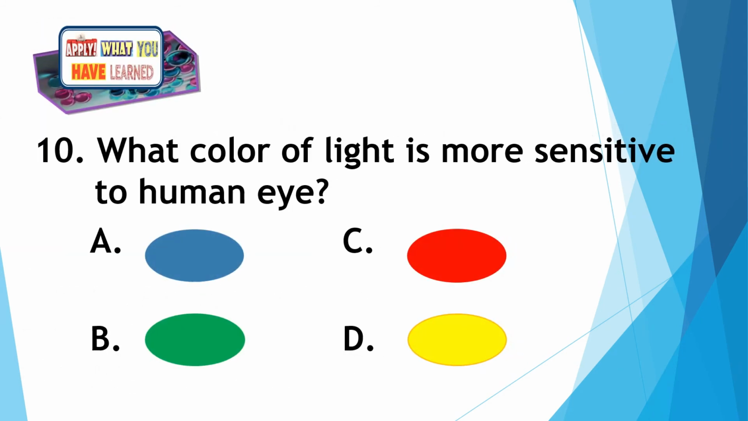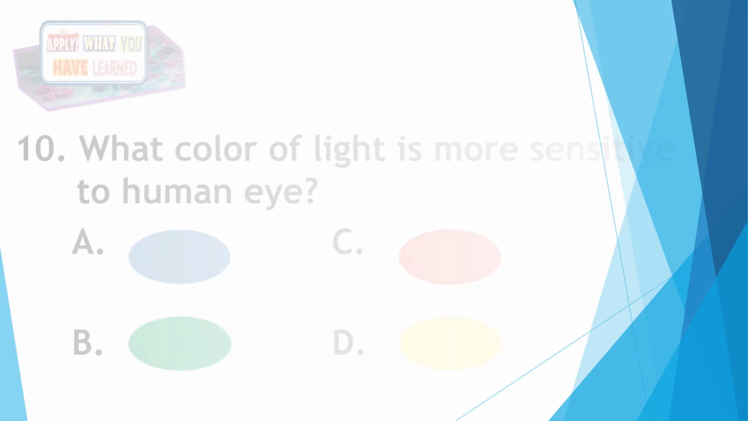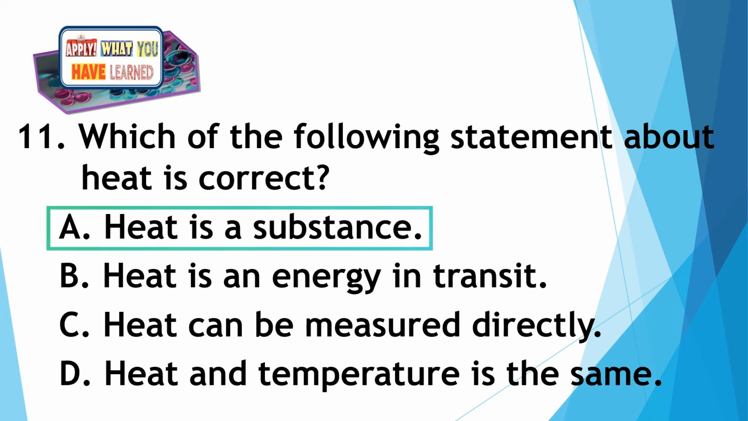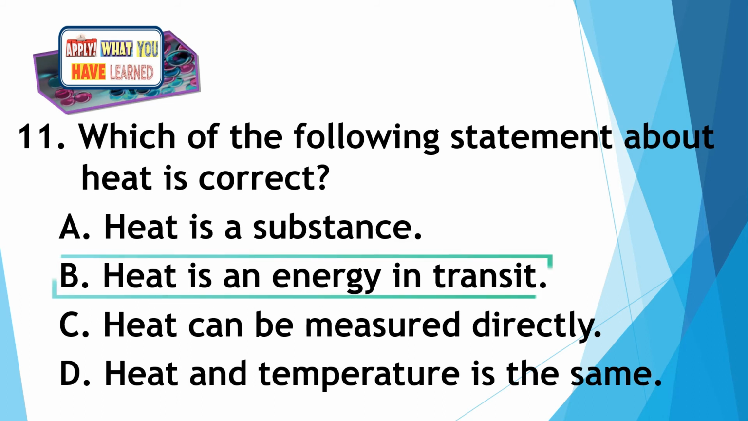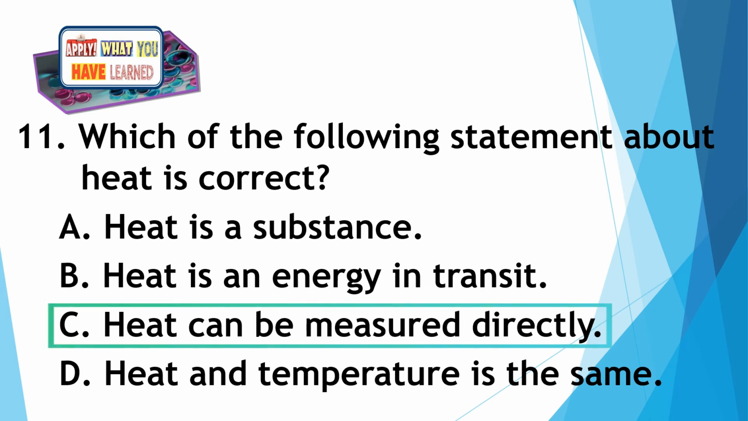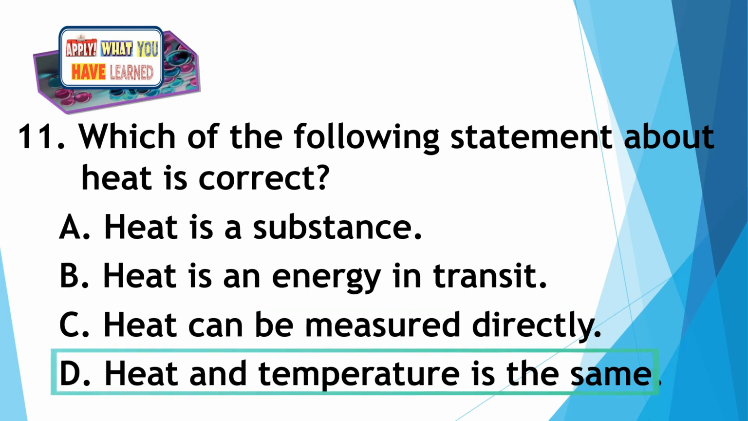Number 10. What color of light is more sensitive to the human eye? Color A, color B, color C, color D. Number 11. Which of the following statements about heat is correct? A. Heat is a substance. B. Heat is an energy in transit. C. Heat can be measured directly. D. Heat and temperature are the same.